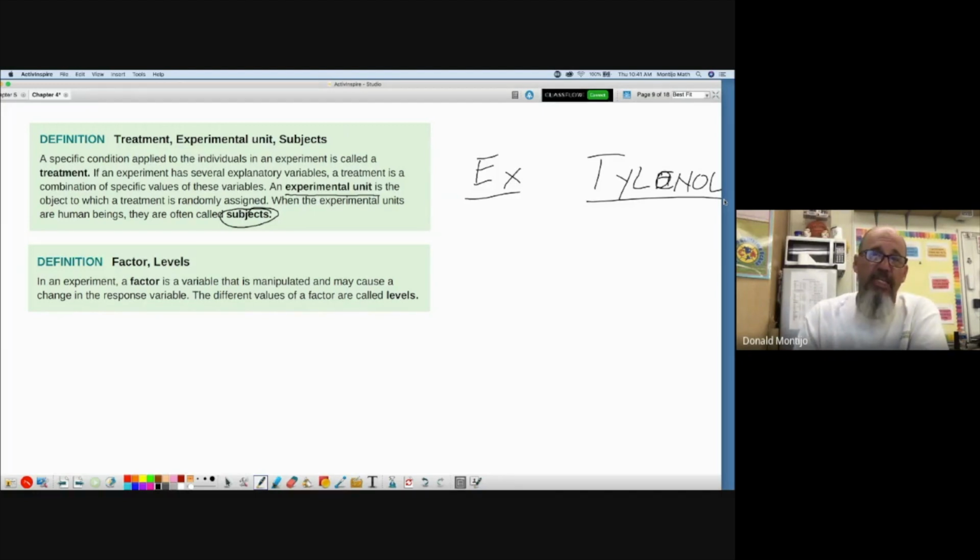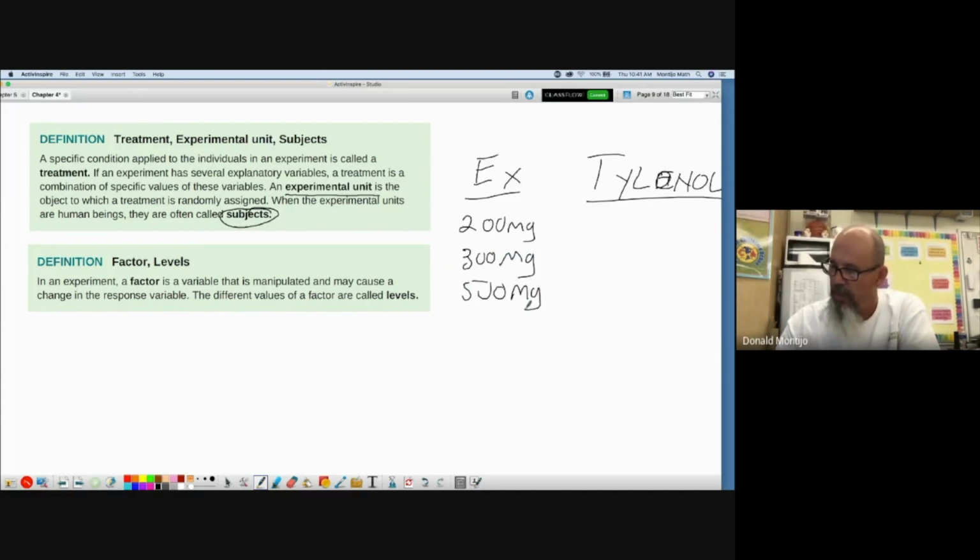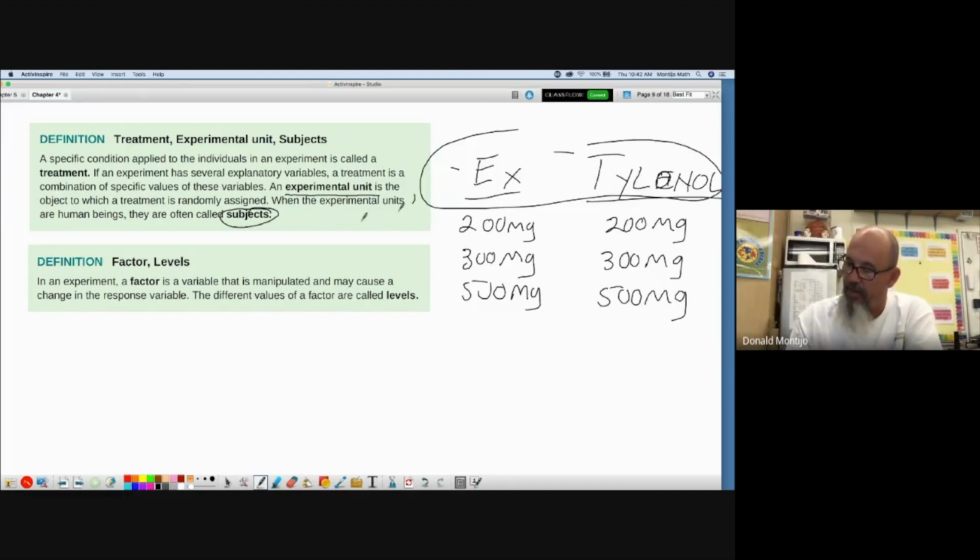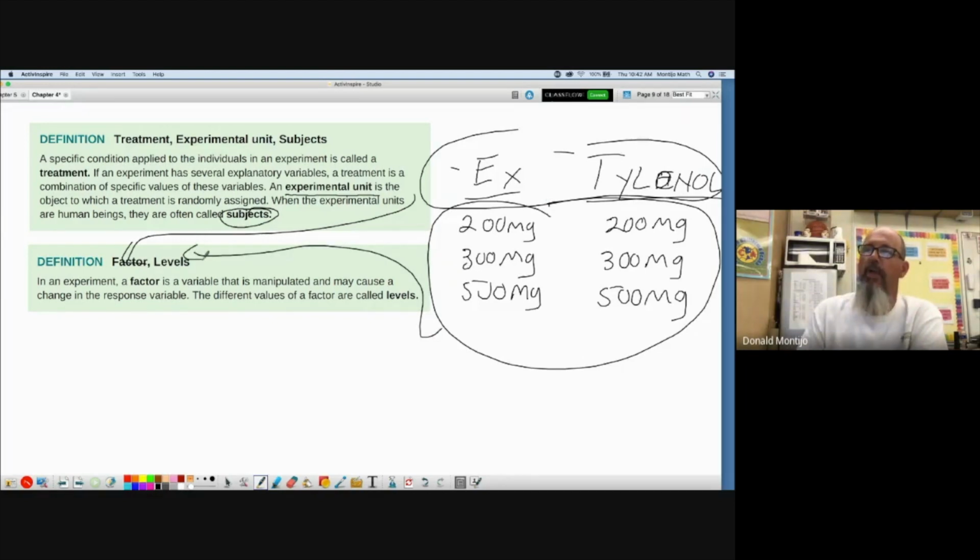And sometimes within these factors, there are different levels. For example, the levels might be 200 milligrams, 300 milligrams, and 500 milligrams. And that would be the same for Tylenol. So the factor is the type of drug being given to the subjects. The levels would be the dose or the amount of the explanatory variable that's being given to the subjects. So these here would be the factors, and the different amounts would be the levels. So within an experiment, we may have different factors as well as levels.